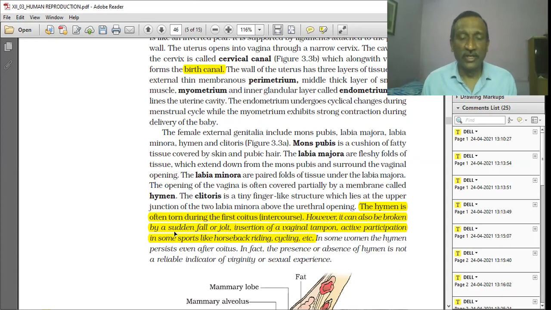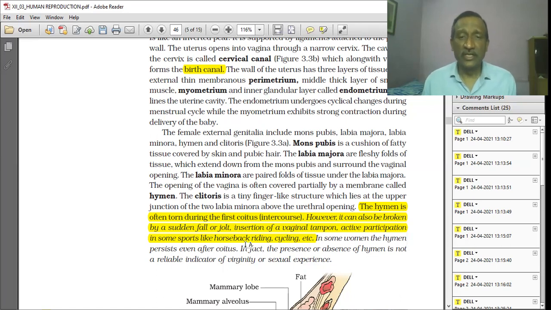But nowadays it can rupture by a sudden jolt or fall, insertion of a vaginal tampon, or active participation in sports like horse riding and cycling. Now, which girl is there who never cycled? Horse riding is not necessary, but long jump, high jump, gymnastics, certain types of games, and stretching can do it too. When a girl plays tennis or badminton, she has to stretch her legs, and sometimes it may rupture.